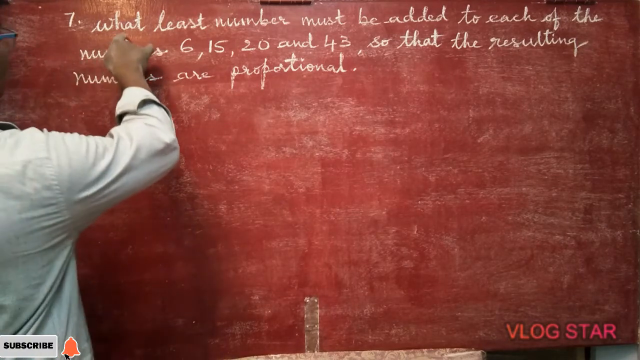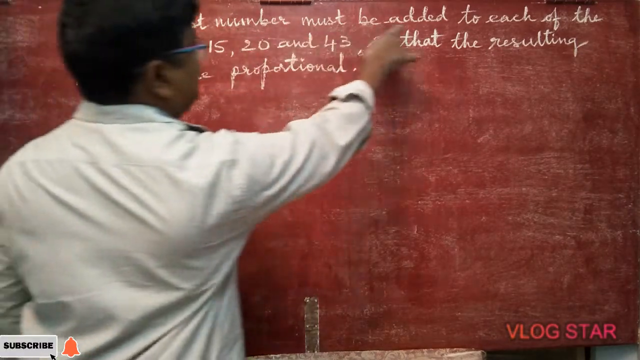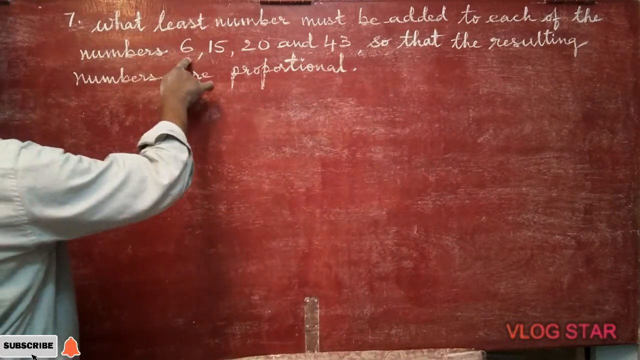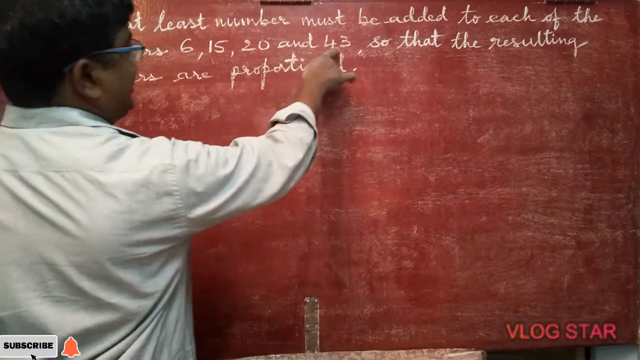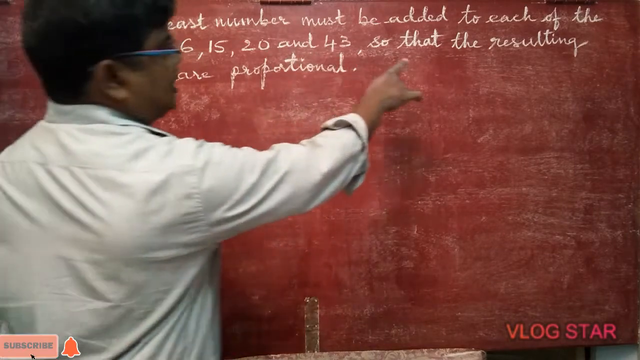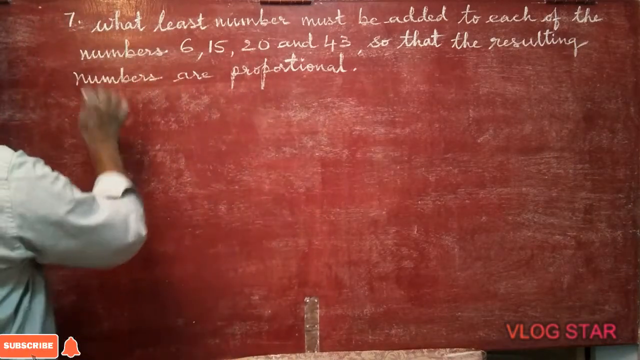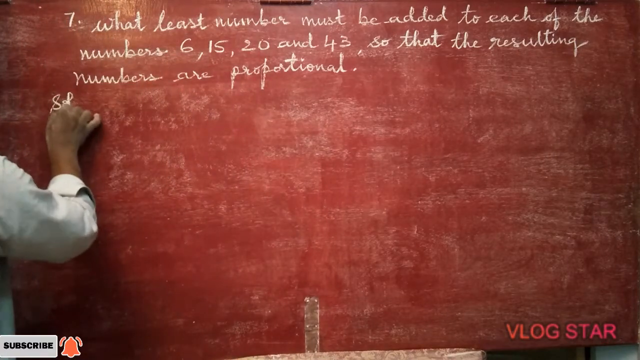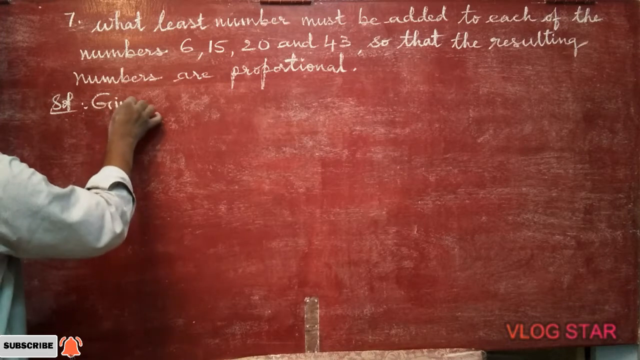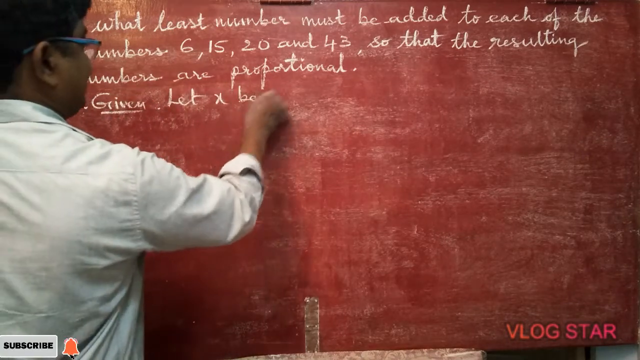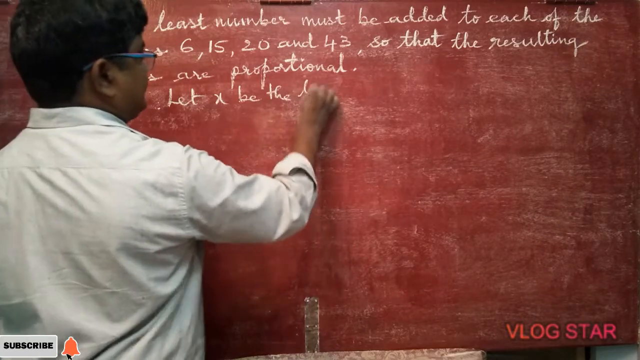Seventh problem. What least number must be added to each of the numbers 6, 15, 20 and 43 so that the resulting numbers are proportional? What is the least number? We don't know. So, solution. I am thinking, let x be the least number.